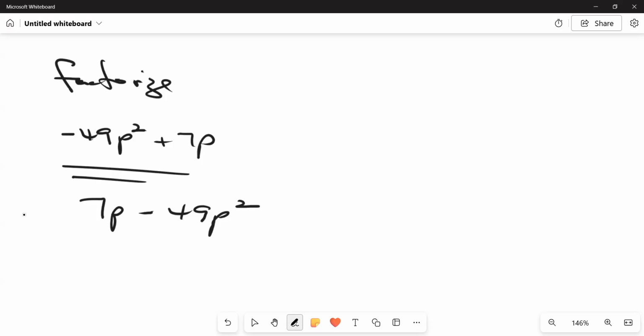And you're seeing that 7p seems to be the common factor, right? So put 7p outside. 7p divided by 7p is 1. Back your minus sign. 49p squared divided by 7p will be 7p.